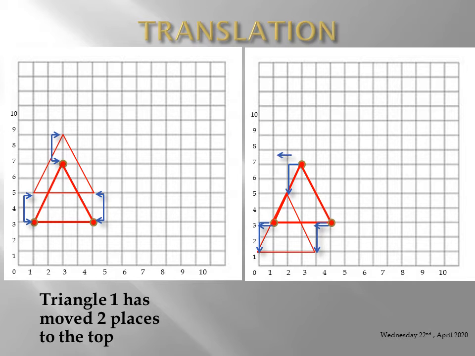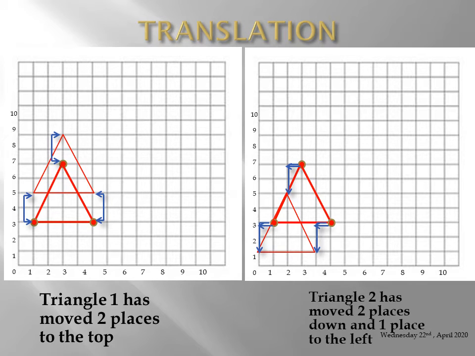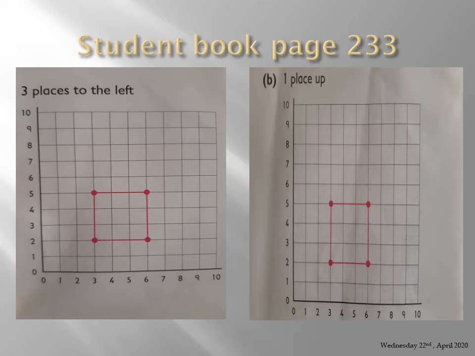The same thing goes for the third one. It moved from this point. The peak now moves to the next box to the left. So that means it shifted downward by 2 boxes and then to the left by 1 box. So it's okay if we say that triangle 2 has moved 2 places down and 1 place to the left. I hope you understand this now. Now let's see the next one.